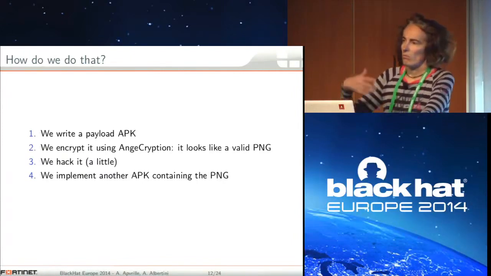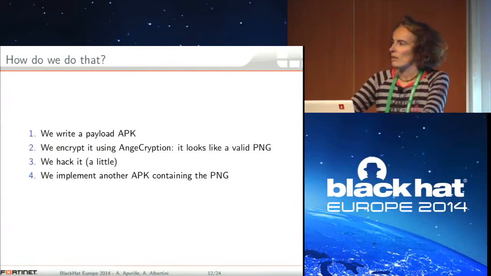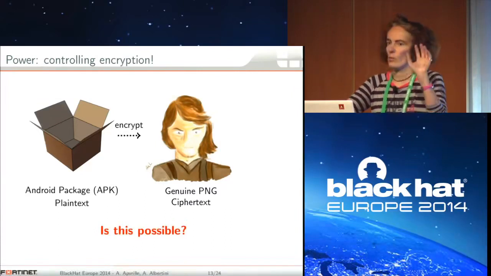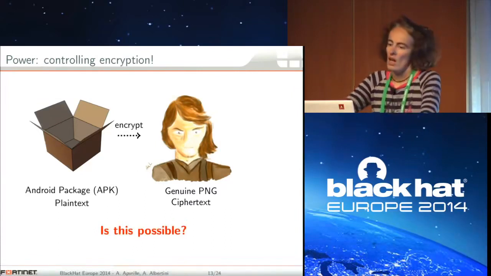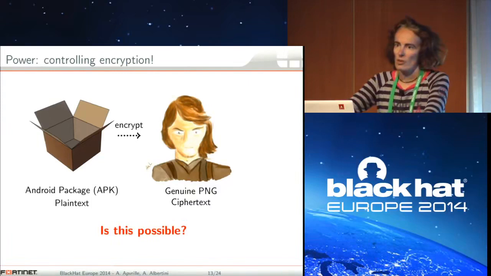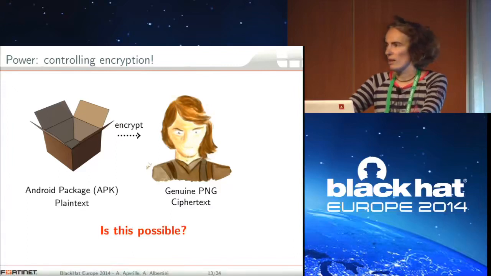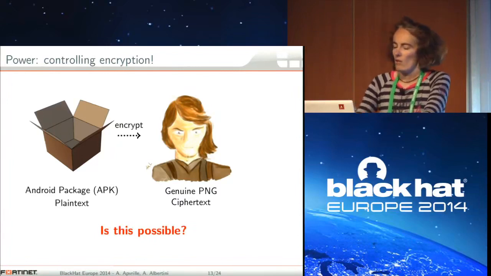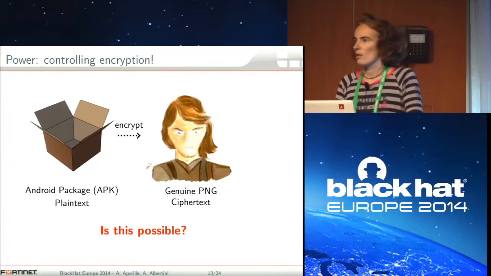Right. So if we think a little bit of what we have to do, we have an Android package, which is the payload. So this is where we have Darth Vader. And we want that when we encrypt it to look like the image of Anakin Skywalker. So we have the plain text, and we want it to look like a specific ciphertext. So in other words, we want to control encryption.